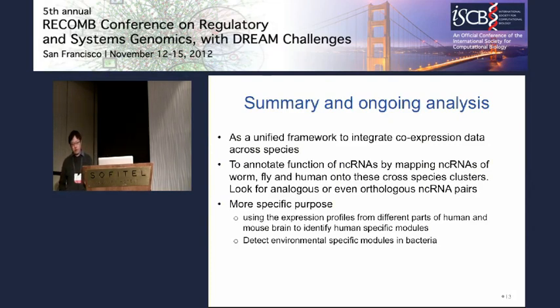Say, if you have the expression profile of human brain and mouse brain, we can do a comparison like this one and look for some human-specific modules. Why humans are so smart and mice are not so smart. And we can also apply it in a bacterial setting and look for some environmental-specific modules.